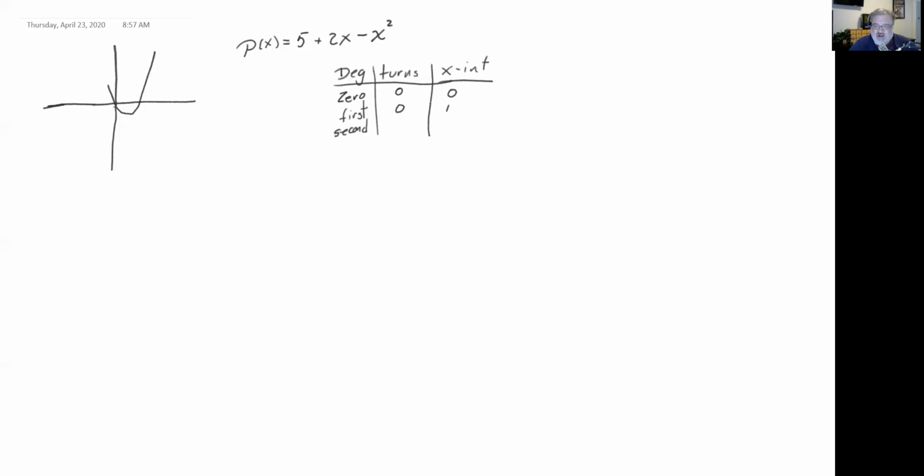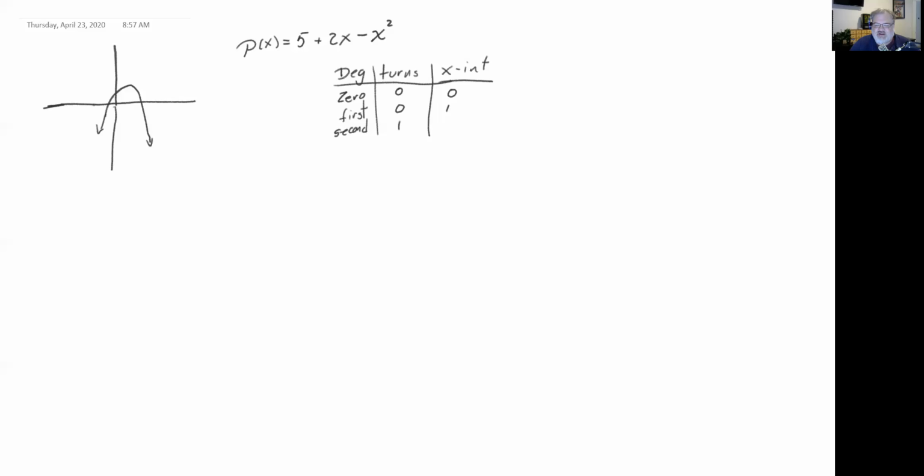Now, I've drawn this parabola facing upward, and that's kind of our typical parabola, but we know that that negative there is going to turn that around, right? It is going to make it face down instead of up. So we really should have it going that way. And it has one turn in it.